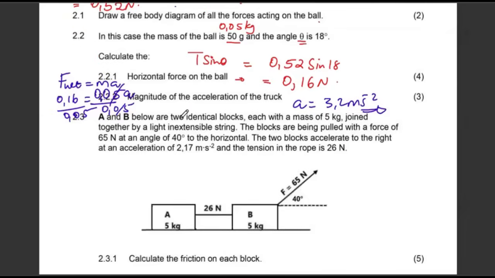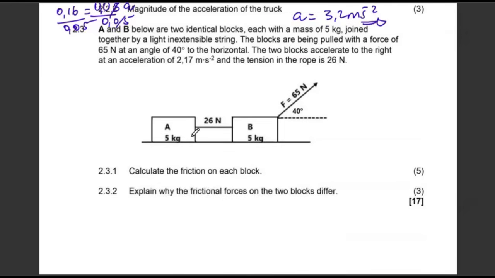Then 2.3, A and B are two identical blocks, each with a mass of 5 kg, joined together by a light string. The blocks are being pulled together with a force of 65 N at 40 degrees. The two blocks accelerate to the right using this acceleration, and then the tension is 26 N in between. Calculate the friction on each block.